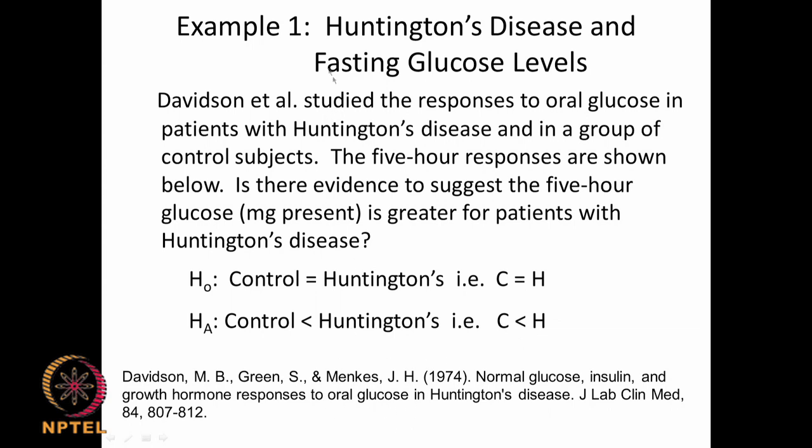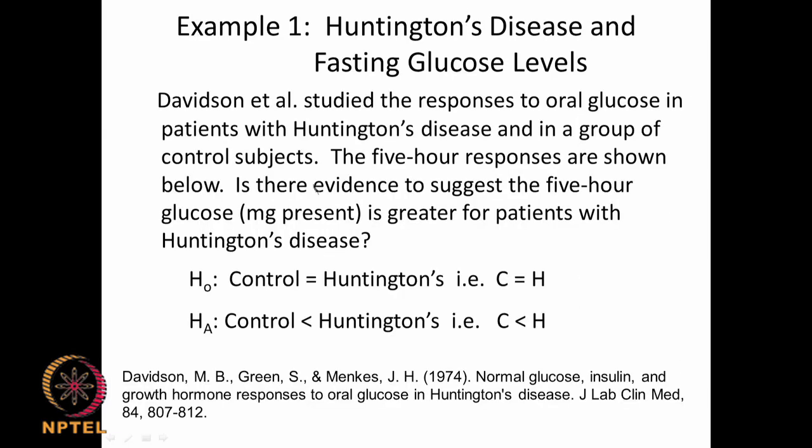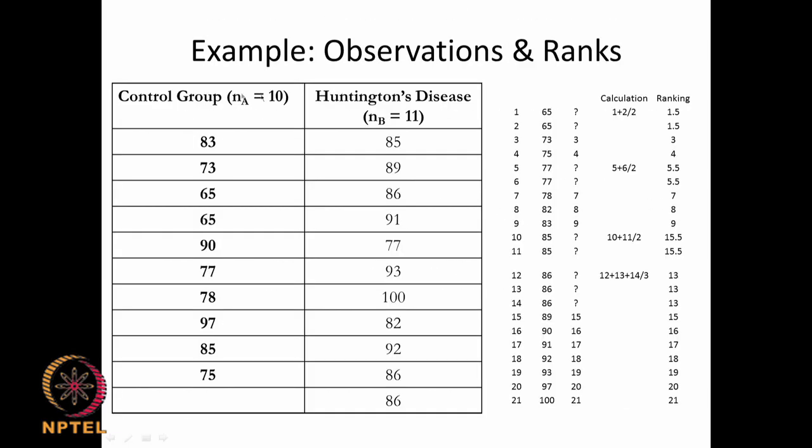As I said, this example is nicely taken from this reference. Okay, so what do you do? This is the data. You have 10 with the control glucose and then 11 with Huntington. These are the glucose levels 5 hours after oral ingestion. Obviously, we cannot consider this as a normal distribution because it is sort of ordinal.